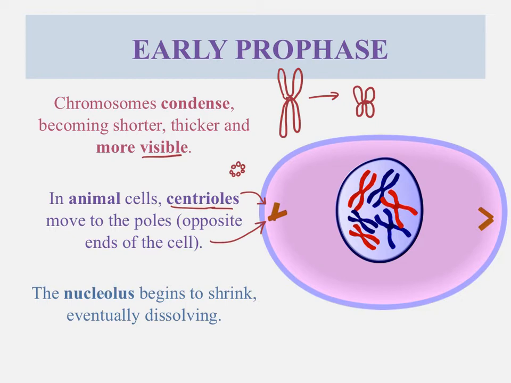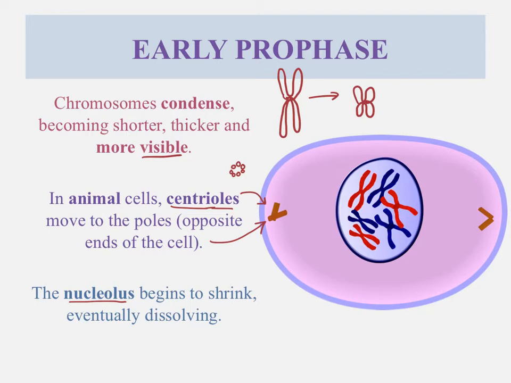At the same time, we've got chromosomes condensing, centrioles moving to the poles or the side of the cell. We've also got the nucleolus beginning to shrink. Initially we would have had a small, more dense region inside the nucleus, but over time, through this early prophase, that starts to disappear.